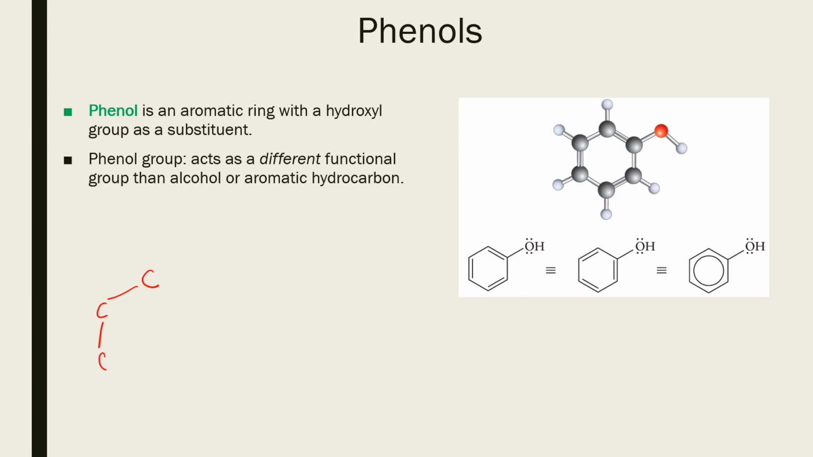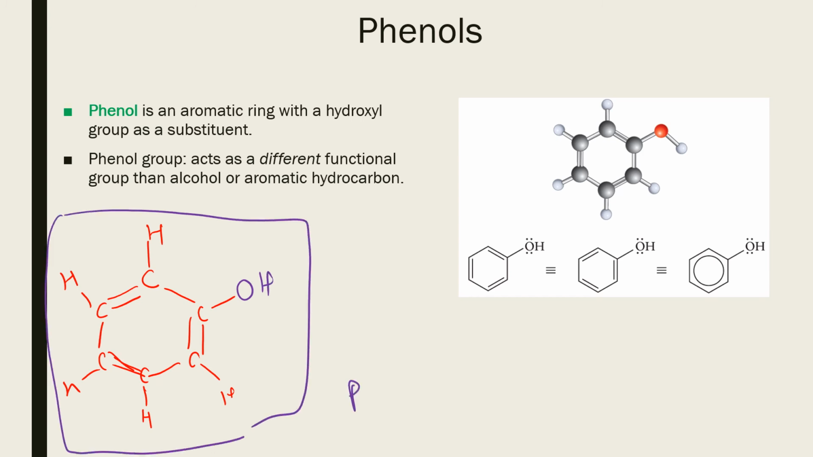In the previous chapter, we learned about aromatic hydrocarbons. Aromatic hydrocarbons are those organic compounds which contain an aromatic ring known as benzene ring, as shown here. Benzene ring has a 6-carbon ring structure with alternating double and single bonds, and all of these carbons are connected with one hydrogen atom. An aromatic ring that has one of the hydrogen atoms replaced with a hydroxyl group is known as a phenol. So this is classified as a phenol.